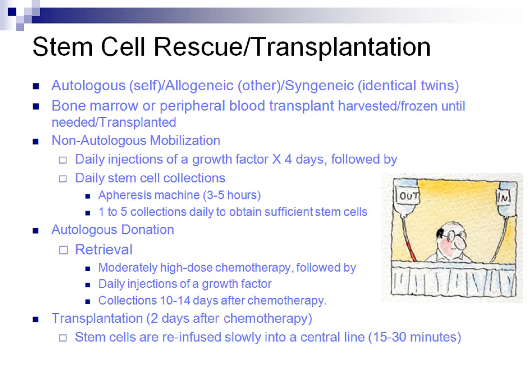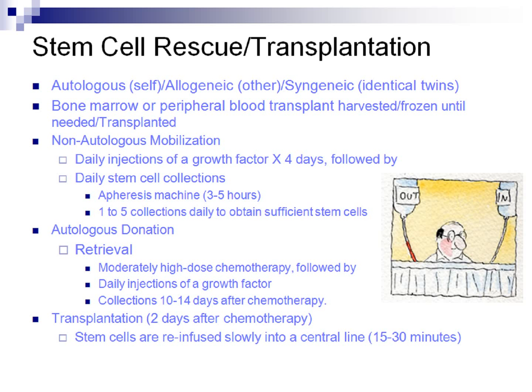So I told you I would talk a little bit about stem cell rescue and stem cell transplantation. So when we talk about stem cells and transplantation, we can do allogenic from other people, or syngenic, which is when you actually transfer cells from identical twins.